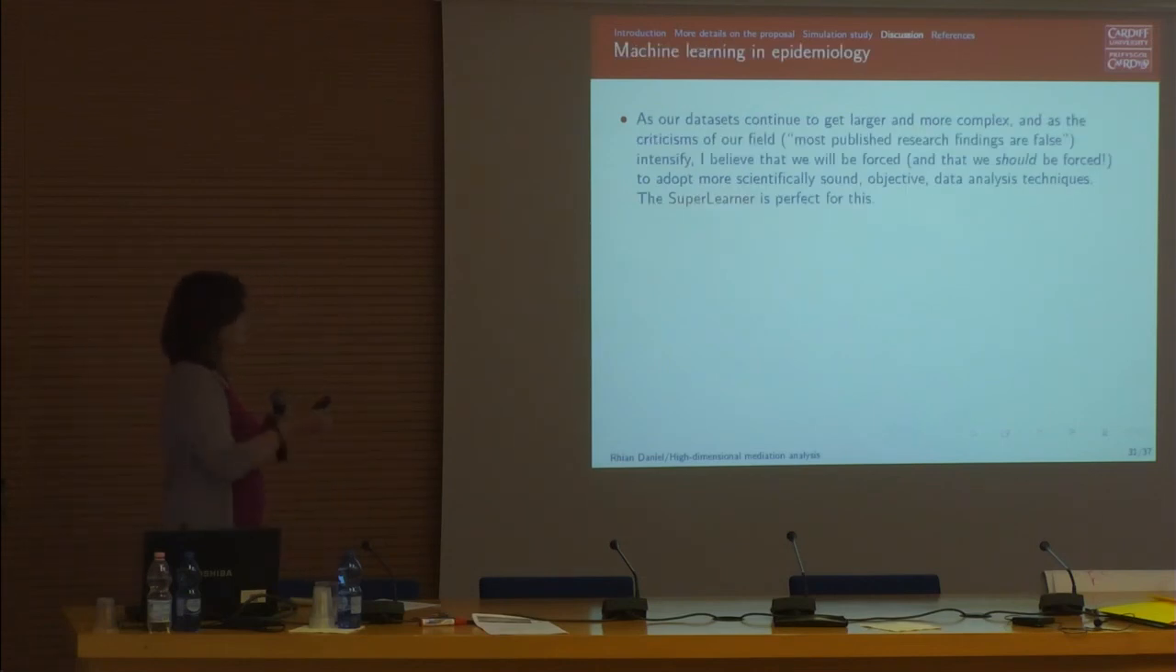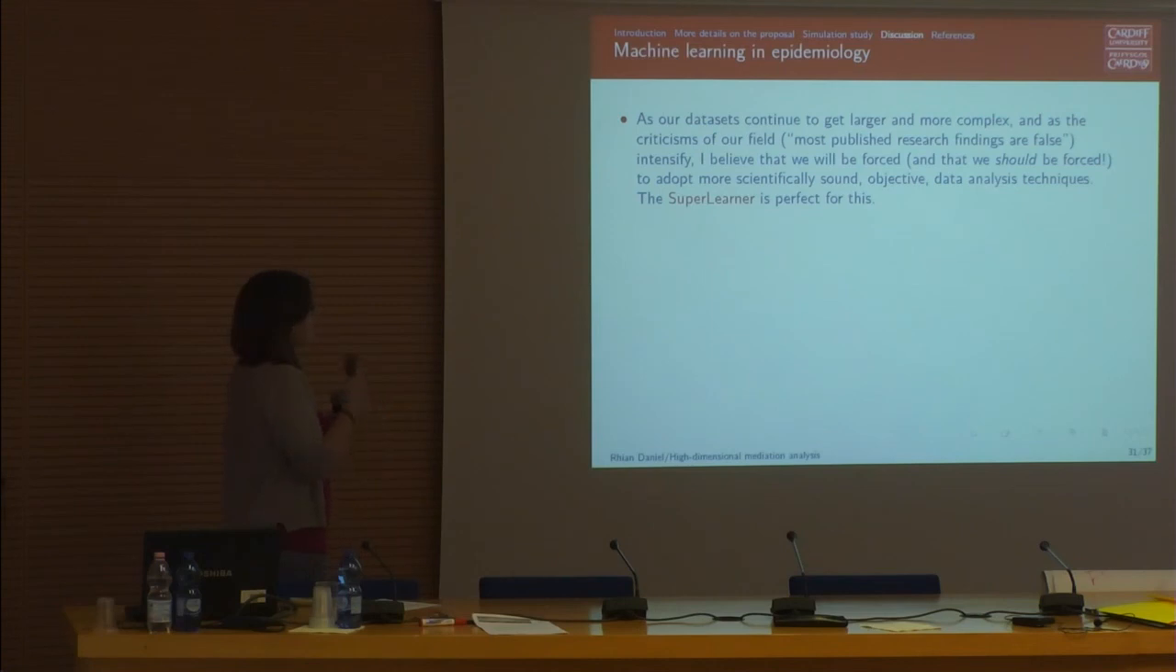But then a general comment about machine learning in epidemiology. So I think as data sets continue to get larger and more complex, and as the criticisms of our field, the famous "most published research findings are false", intensify. And I do agree with the comments that have been made this morning that, in a sense, many research findings should be false. That's how science is, and that's how progress is made. But I do think that there are certain aspects where we are more wrong than we need to be, and I think the use of parametric subjective statistical models is an example of that, where there is an easy fix, we have it available, so we should be using it.